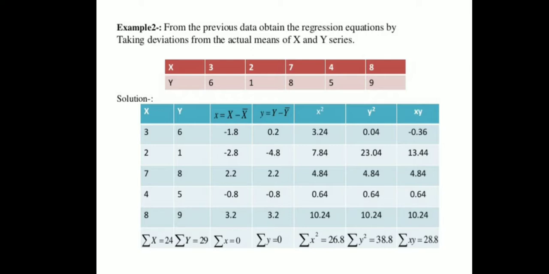And then take the product of that. Then apply the equation like this, the deviation method: x i minus x bar equals bxy into y minus y bar, where bxy equals sum of xy divided by sum of y squared, that is x minus 4.8 equals 28.8 divided by 36.8 into y minus 5.8. Hence you get x on y, that is x equals 0.49 plus 0.74y.